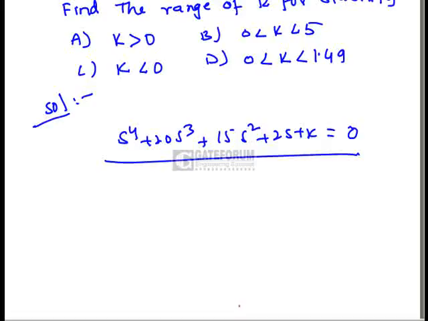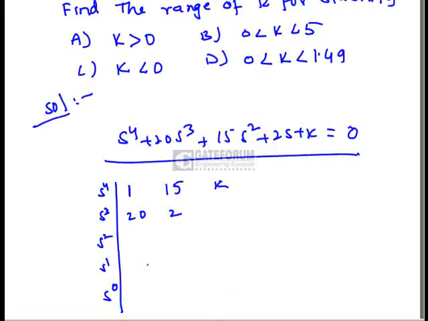After finding the characteristic equation, the next step is to apply the Routh-Hurwitz criterion. In the Routh-Hurwitz criterion, we have to form a table. The table has rows S power 4, S cube, S square, S power 1 and S power 0. Here for S power 4 the coefficient is 1, then for S square it is 15, and for S power 0 the coefficient is k. After that, for S cube the coefficient is 20, and for S the coefficient is 2.